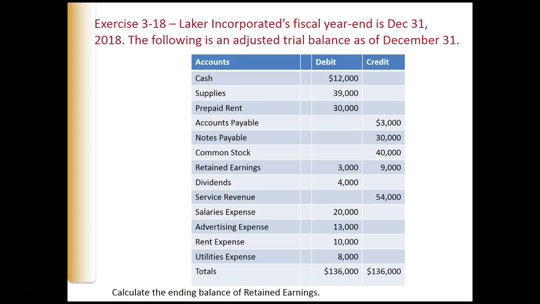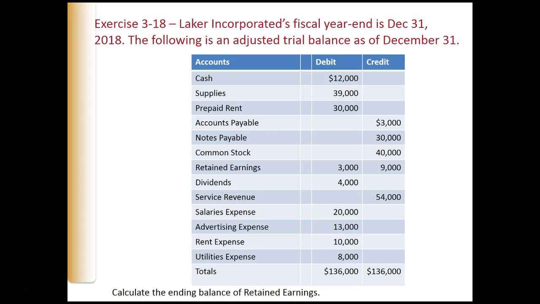Let's take a look at exercise 318. Laker Incorporated's fiscal year end is December 31st. Here is the adjusted trial balance. And as you see here, we've got the accounts showing their balances of debits and credits. We're going to prepare necessary closing entries. We're going to calculate the ending balance of retained earnings. Then we're going to take it one step further and prepare a post-closing trial balance.